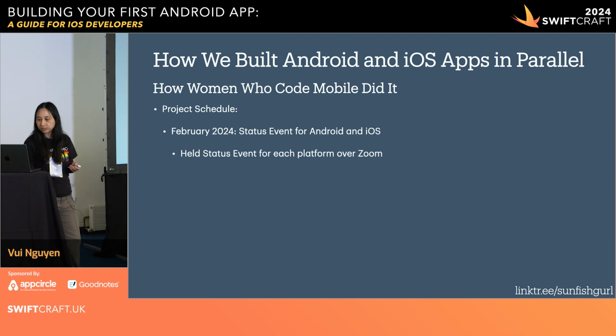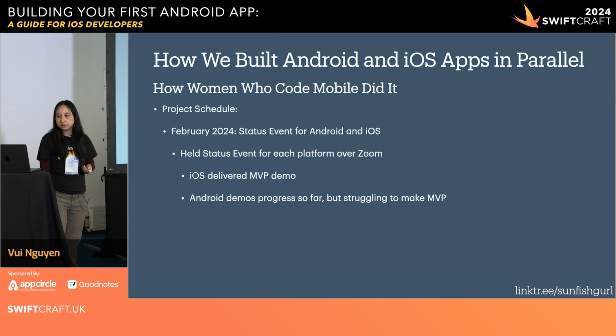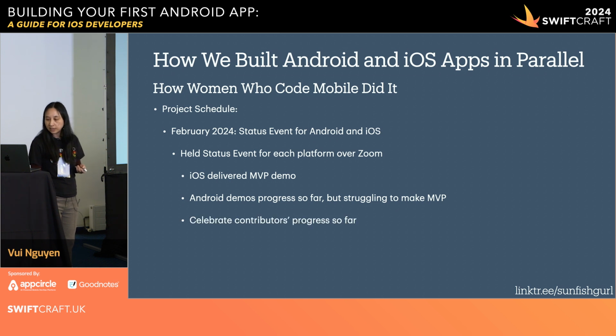So now we move on to February, and we've been working on the projects for about a month now. So it's time for us to have a status event, and each platform gave their status event over Zoom, and iOS actually ended up delivering the MVP 1 month after kickoff. So they did really well. The Android project also demoed their progress. They were struggling a little bit to make MVP, but everyone celebrated the contributors' progress so far.